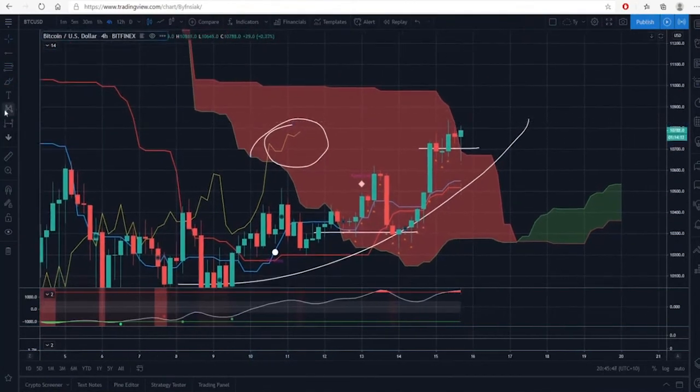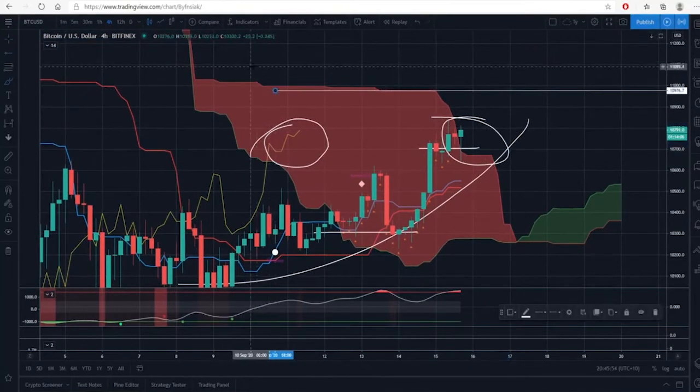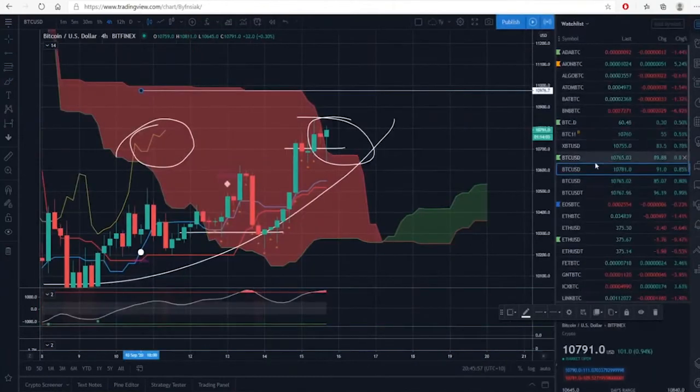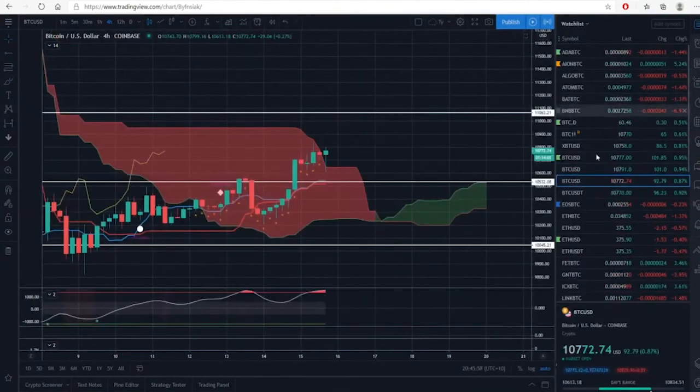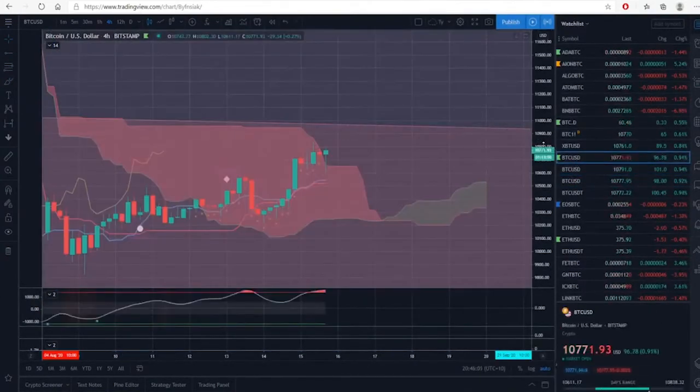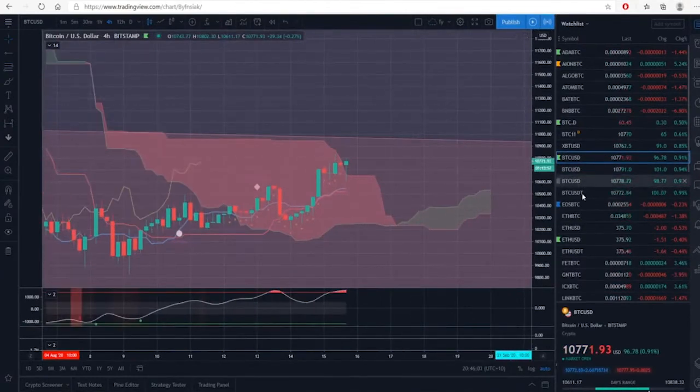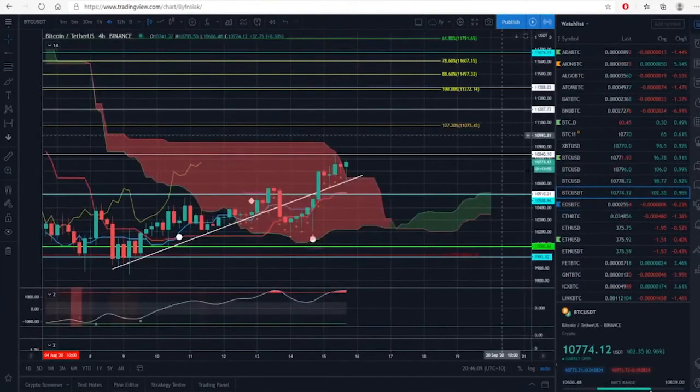Yes, we've broken outside of the cloud here on the 4 hour, but we're now potentially expecting a little bit of volatility around this area. I'll show you on a chart that I have. And you'll probably go, holy shit, I've got a lot of different charts. Yeah, so here we go.